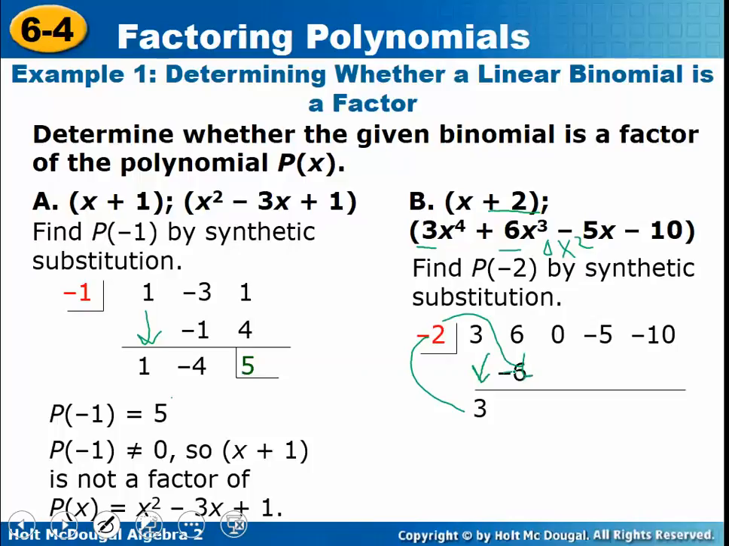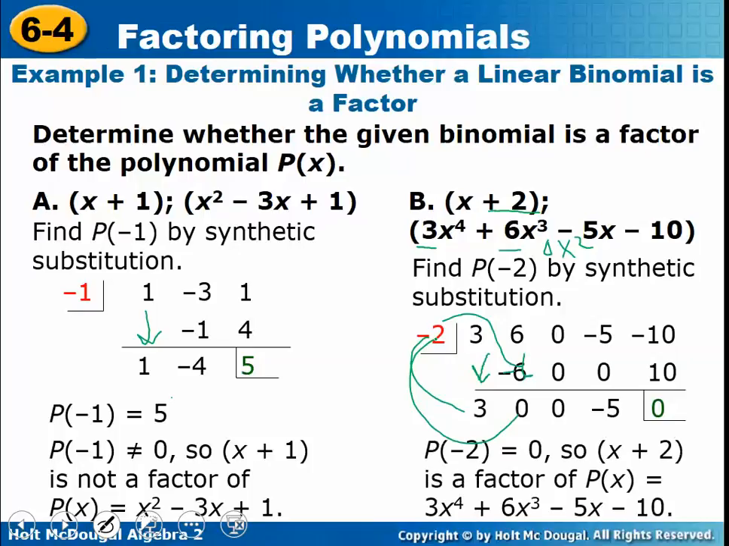And then we add those together. 6 plus negative 6 is 0. And then we multiply back. 0 times negative 2 is 0. And then 0 goes underneath the other 0, and we add, and we get 0. And then 0 times negative 2 is another 0, and we put that under the negative 5, and we add, and we get negative 5. And then negative 5 times negative 2 is a positive 10, so we put that underneath the negative 10, and we add, and this time we get 0 for the remainder, and that means that x plus 2 is a factor of the polynomial. So the answer is yes, because we got a remainder of 0.